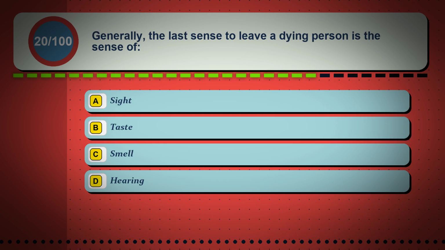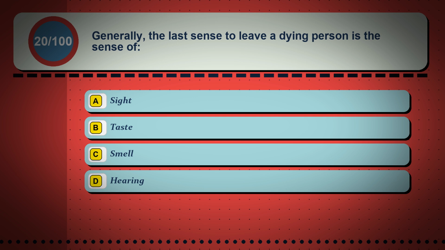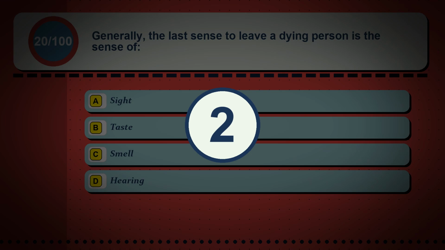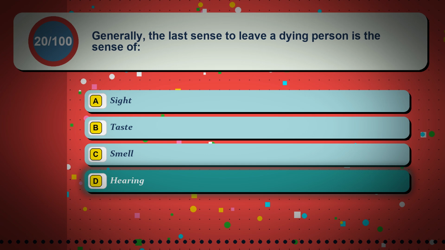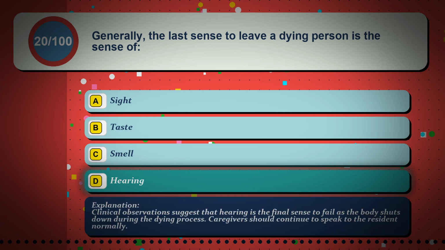Question 20. Generally, the last sense to leave a dying person is the sense of option A, sight, option B, taste, option C, smell, option D, hearing. The correct answer is option D, hearing. Clinical observations suggest that hearing is the final sense to fail as the body shuts down during the dying process. Caregivers should continue to speak to the resident normally.